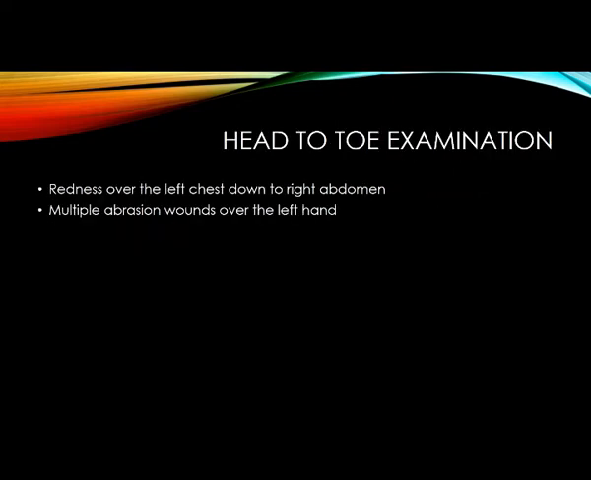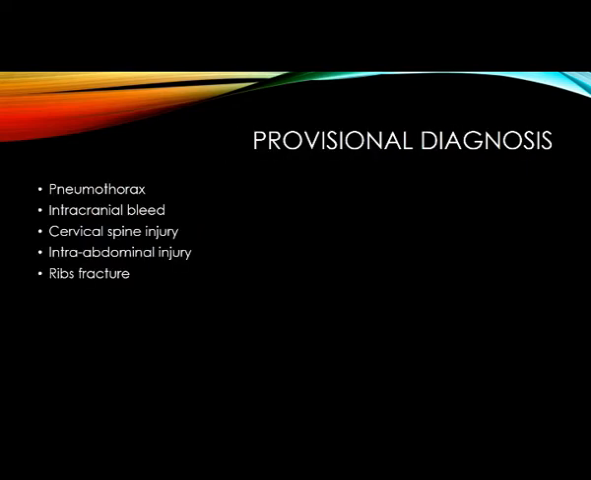Head to toe examination: there is redness over the left chest down to the right abdominal region and multiple abrasion wounds over the left hand. So the provisional diagnosis for this patient is, first, pneumothorax. Second is intracranial bleeding. Third is cervical spine injury. Fourth is intra-abdominal injury. And the fifth is rib fracture.